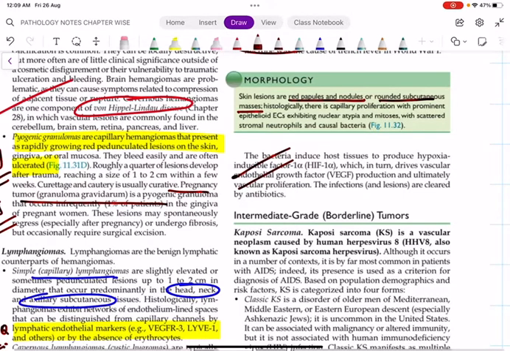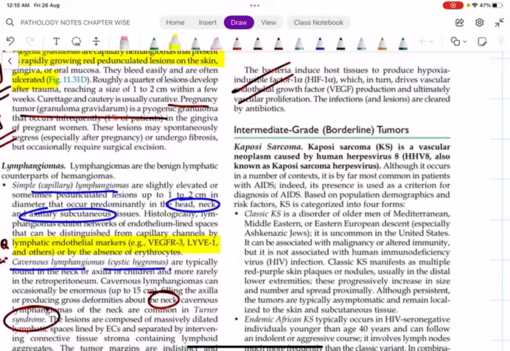Yes. So far we have finished all the benign tumors of the blood vessels. Now I am going to discuss the intermediate grade or borderline tumors. Out of that, the most important topic that has to be discussed properly in depth is nothing else but Kaposi sarcoma. Whenever you hear the word Kaposi sarcoma, the first thing that comes to your mind is HIV. It is a vascular neoplasm caused by human herpes virus 8. It is also called Kaposi sarcoma herpes virus.